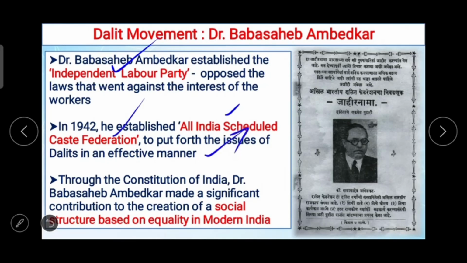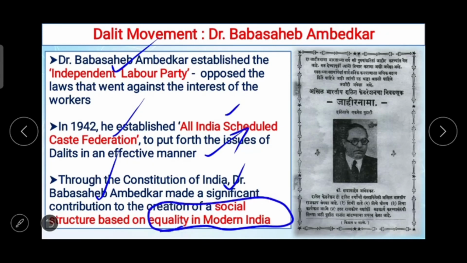So if you study in detail about Dr. Babasaheb Ambedkar, then you can easily understand that he not only worked for the Dalits of the country, but he worked for all the parts of our society: for workers, for women, for Dalits, and for the common people of our country. Through the Constitution of India, Dr. Babasaheb Ambedkar made a significant contribution. Again, this is very important. He made a significant contribution to the creation of a social structure based on equality in modern India.